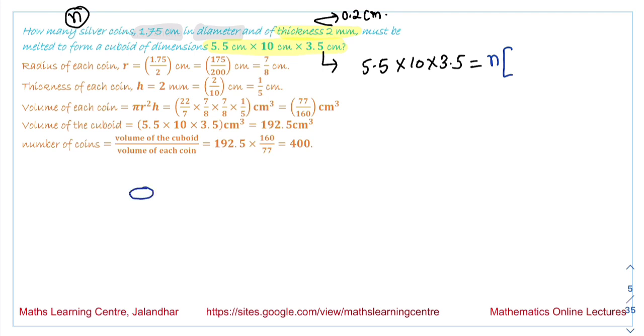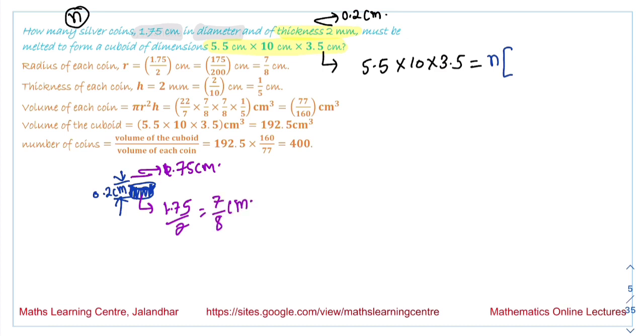So the coin is in the shape of a cylinder. We are saying the coin is of the shape of a cylinder, and the thickness is given to be, thickness over here means height, 0.2 centimeter, and the diameter over here is 1.75 centimeter. So the radius we obtain is 1.75 by 2, that is equal to 7 by 8 centimeters.